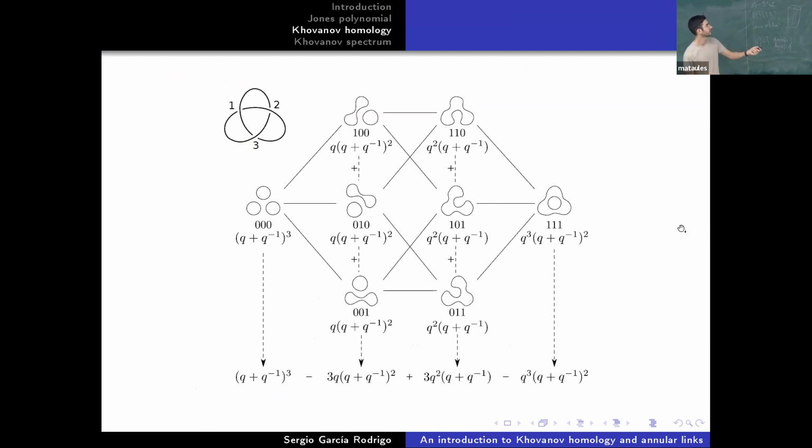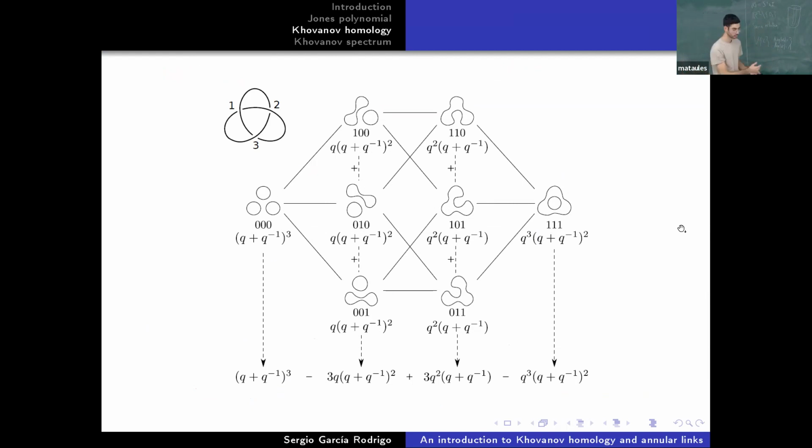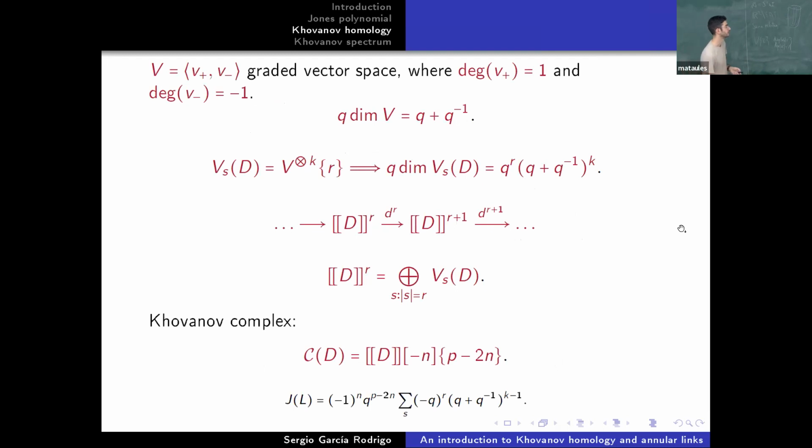Instead of decorating each vertex by this polynomial, we put that product of vector spaces. And instead of doing a regular sum, we do a direct sum. And that sum is what will be our chain groups. Now we only need to give some differentials that join these. This is what appears here. We define the differential just taking the direct sum.